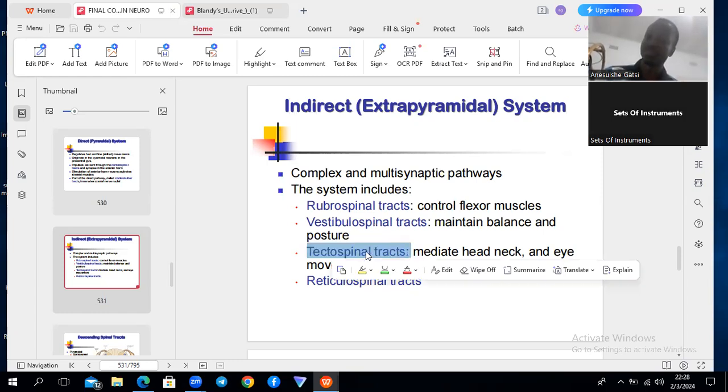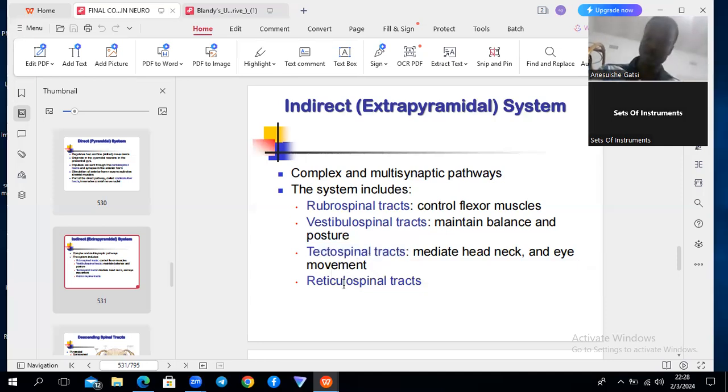And this tectospinal is actually closer to where you have the visual and the auditory pathways. And it ends in the neck. Notice I'm just talking about the neck. So it's going to end in the neck. So when you look at transverse or cross sections of the spinal cord, tectospinal, you only see it in the neck. Below the neck, you won't see it.